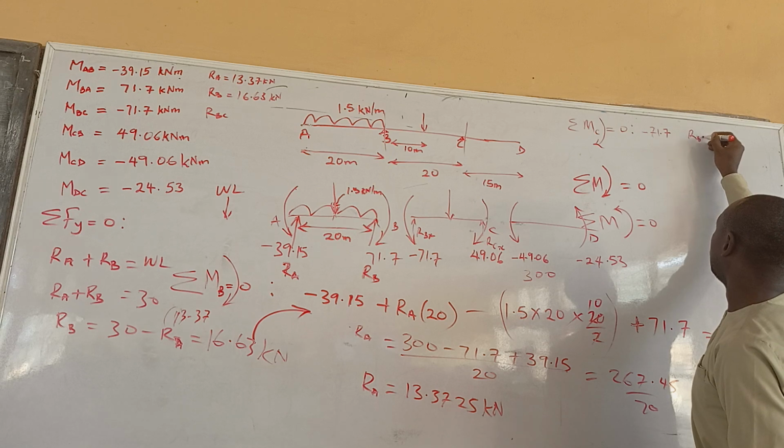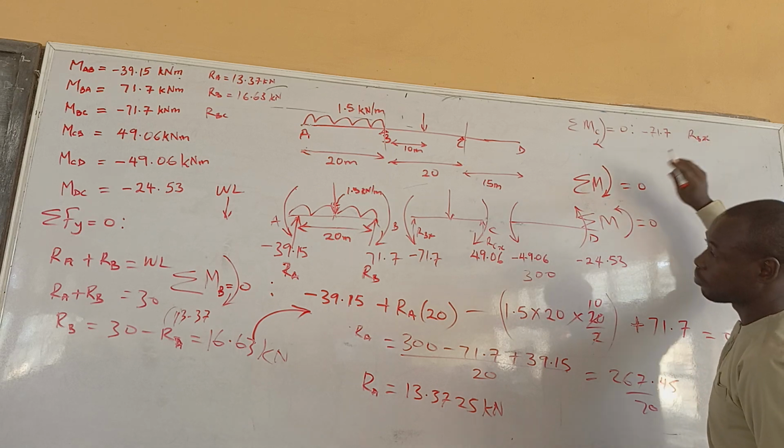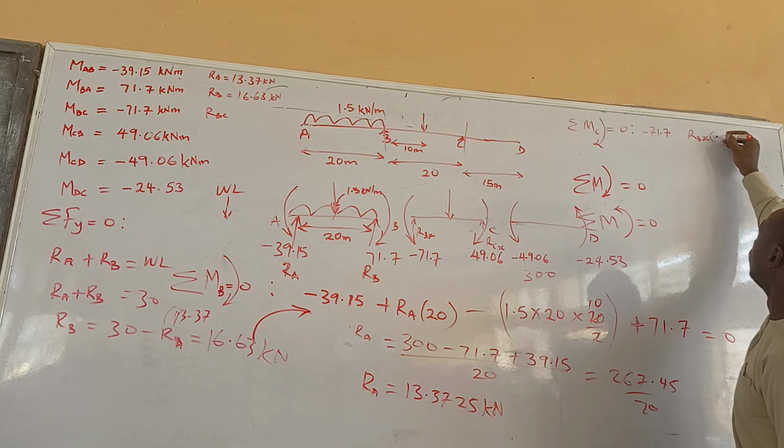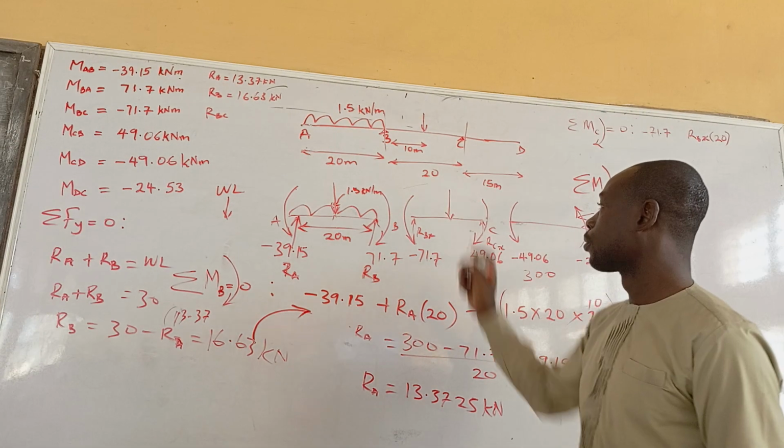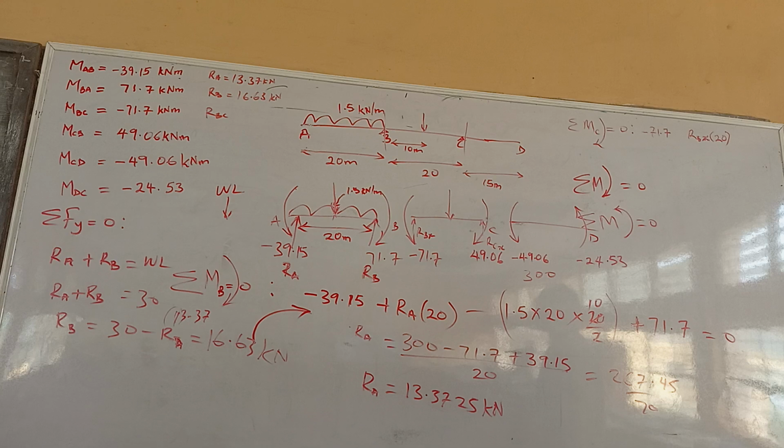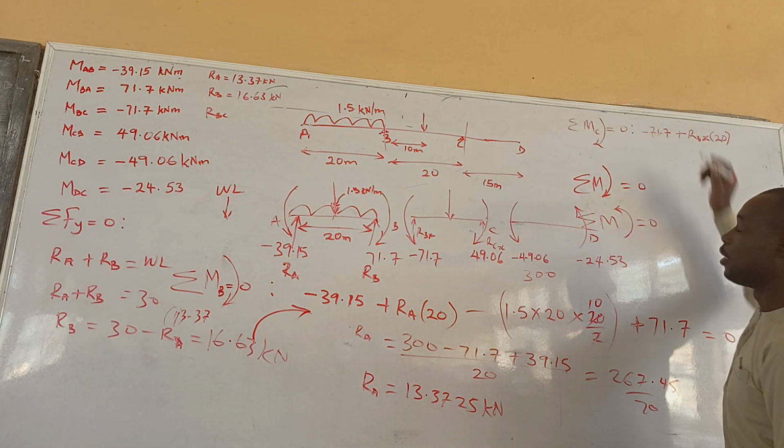Well, then we have the reaction bx times, what's the distance? 20. How will it move towards that point? It will move like this, right? So, is that positive or negative? Positive. So I put a positive here.